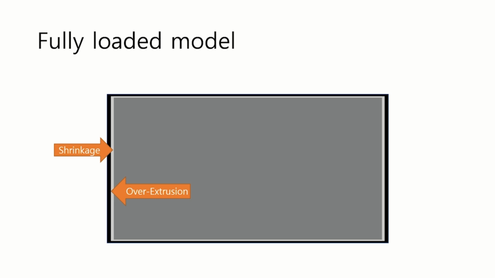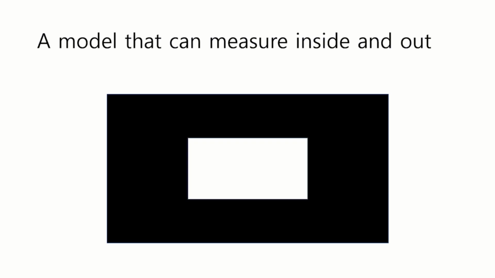Therefore, accurately identifying and measuring both shrinkage and overextrusion simultaneously becomes challenging when printing solid-filled models and only assessing the external dimensions. This limitation can lead to misinterpretation, where the actual impact of shrinkage and overextrusion on the model may not be fully understood. Therefore, to accurately assess both polymerization shrinkage and overextrusion issues, measurements in different directions are necessary.